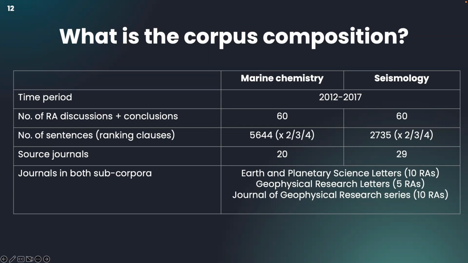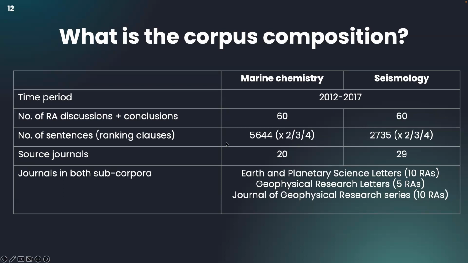My unit of analysis was a ranking clause. Again, according to systemic functional linguistics, the word clause refers to a grammatical unit which is centered on a verb, whereas the word sentence refers to orthography. So typically a sentence will start with a capital letter and finish with a full stop, but of course one orthographic sentence can consist of multiple clauses, right, which have a verb as an obligatory element.